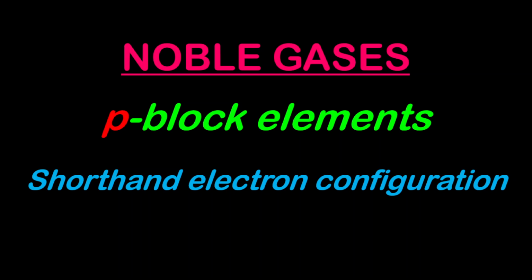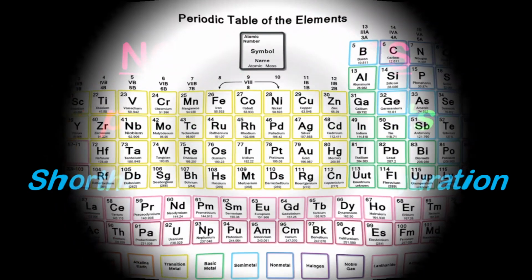Now, today we're looking at the noble gases in terms of them being p-block elements. All right, we're going to use this concept also to look at a very easy way to write shorthand electron configuration. Now, the first thing we're going to look at here is the periodic table.